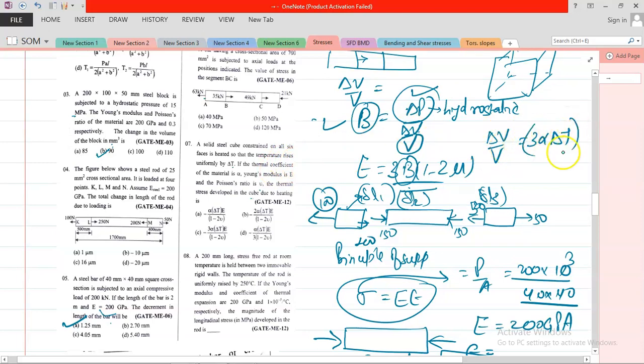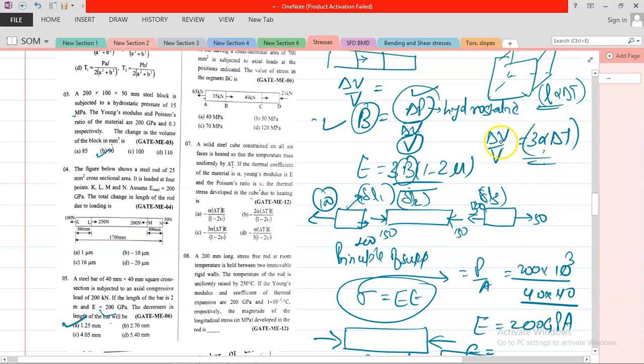That is 3 times the length. Because it is a steel cube, you can say that L alpha delta T from each side. So you can just put L alpha delta T and sum up these 3 alpha delta T, that is the change in volume.